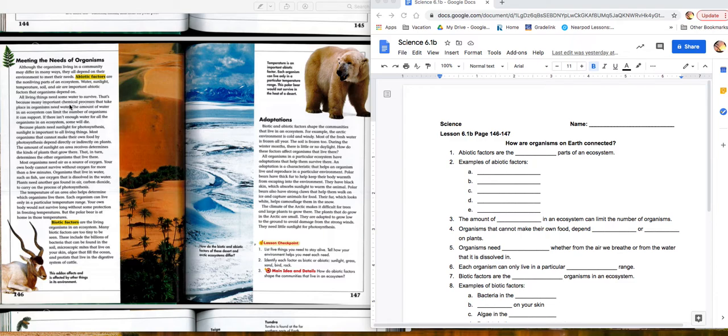That's because many important chemical processes that take place in organisms need water. Therefore, number 3, the amount of water in an ecosystem can limit the number of organisms it can support. If there isn't enough water for all the organisms in ecosystems, some will die. So this is going to give us the amount of water can decide how many live.